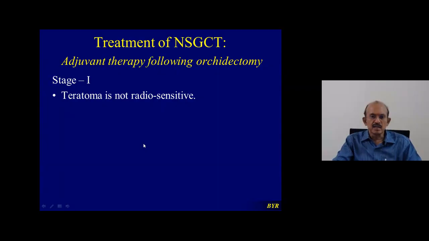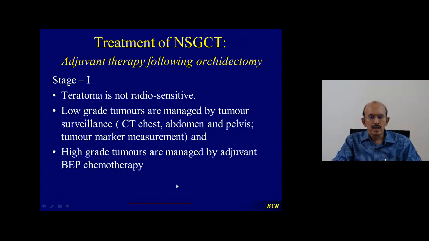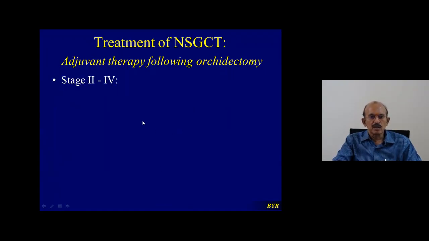For stage 1 disease, low-grade tumors are managed by tumor surveillance, and high-grade tumors are managed by adjuvant BEP chemotherapy because these tumors are more aggressive. So though it is stage 1, you give adjuvant chemotherapy. Stage 2 to stage 4, you give combination BEP chemotherapy.